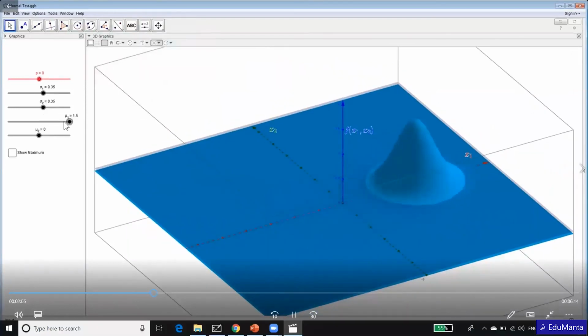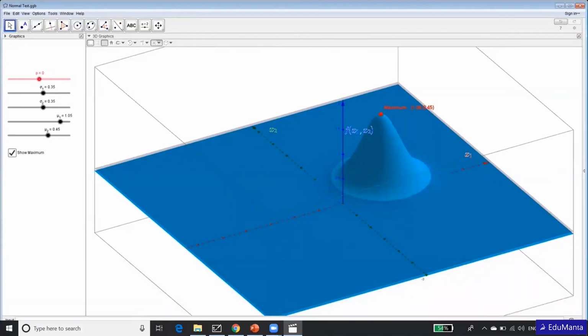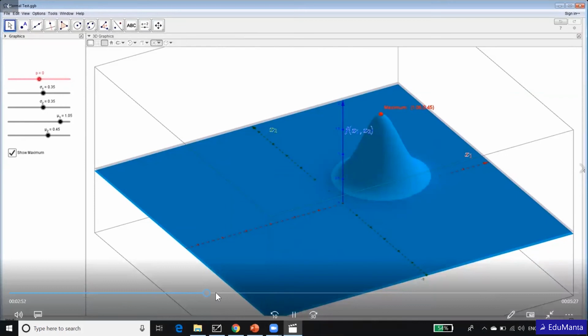So here we are increasing the mean of data x1. When we increase the mean, it is moving along the x-axis, right? When we change the mean of x2, the graph will move along x2, right? So we can see how the mean of each data will change the position of this pyramid-like graph.